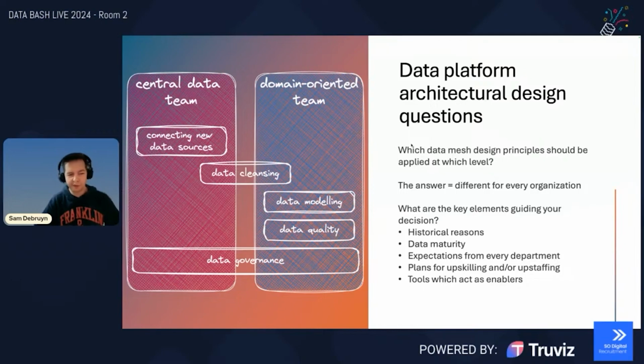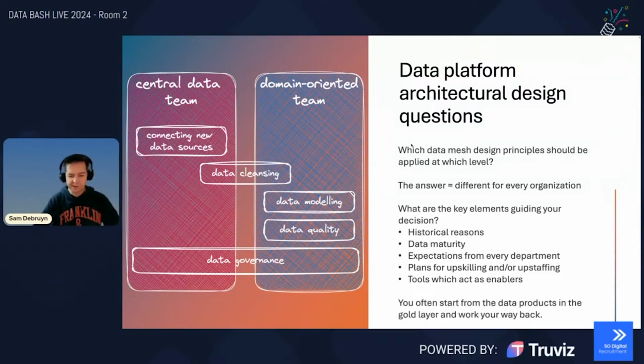So what I've put here is the central data team responsible for connecting new data sources. Data cleansing is a task that everyone should be involved in, as well as data governance, but both can also shift a bit more left. And then data modeling and data quality, for example, are things I think the domain-oriented team is responsible for, while the central data team does not have the right knowledge to do so. But we'll see in more detail when we go to the Microsoft Fabric implementation what I exactly mean by that.